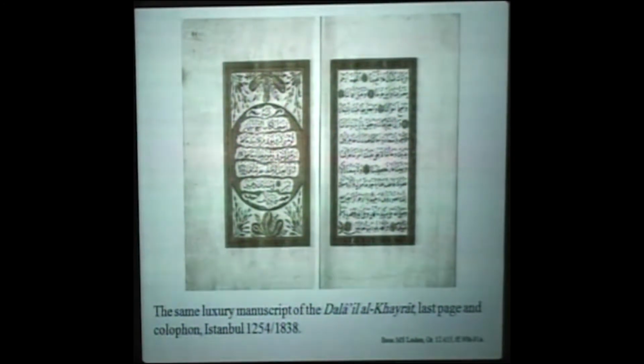Here, this is from the same manuscript as the two perspective illustrations I showed you, an example of the script. It is, of course, as you already understood from the way of illustration, a luxury book. It is done by a high-quality calligrapher, and it means that the book must have been made for an important person who was willing to pay for a very beautiful manuscript. And it shows that Dala'il al-Khayrat was a book that was well known and used in high social and political circles.